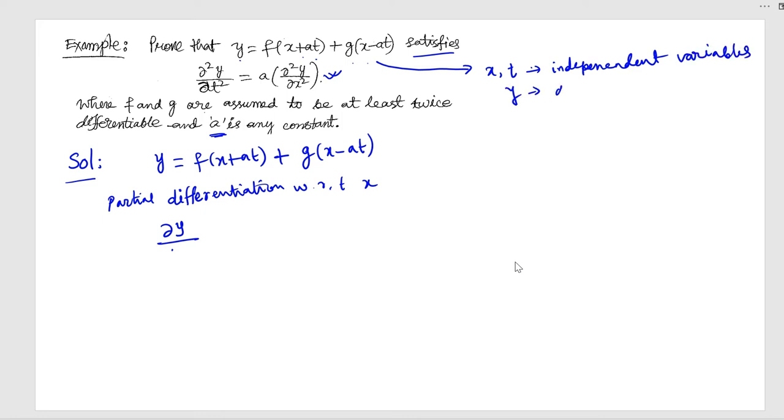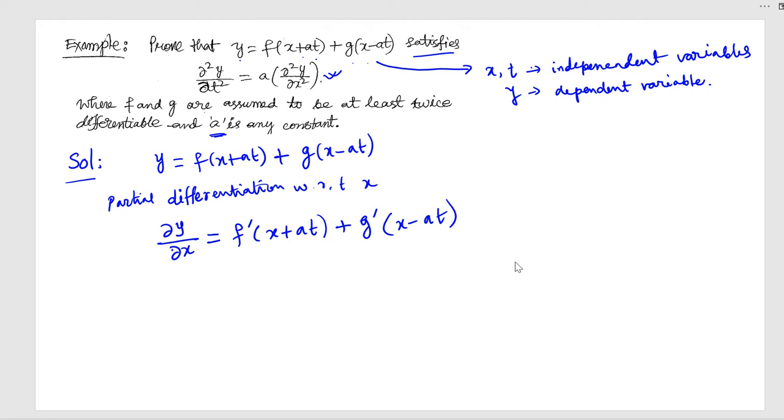And y is our dependent variable. So we have to do this derivative. As usual, we can do it. So this is going to be f dash of x plus at plus g dash of x minus at.